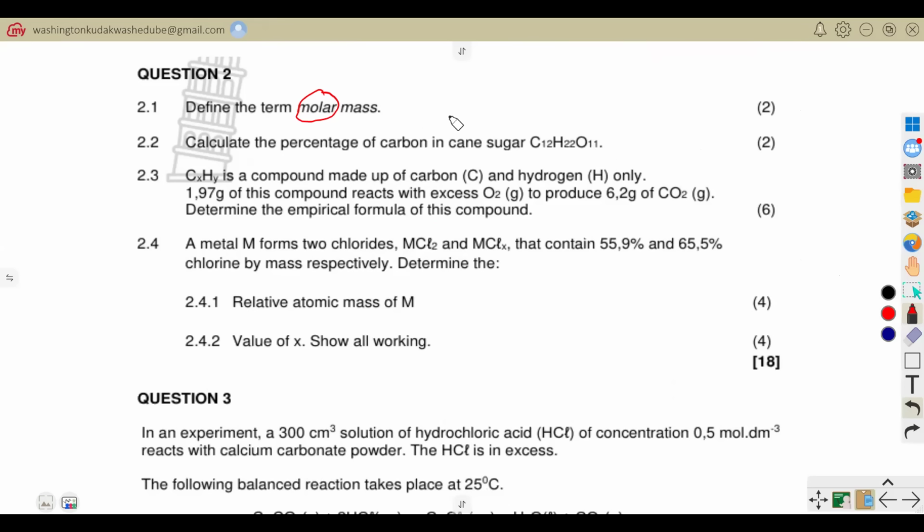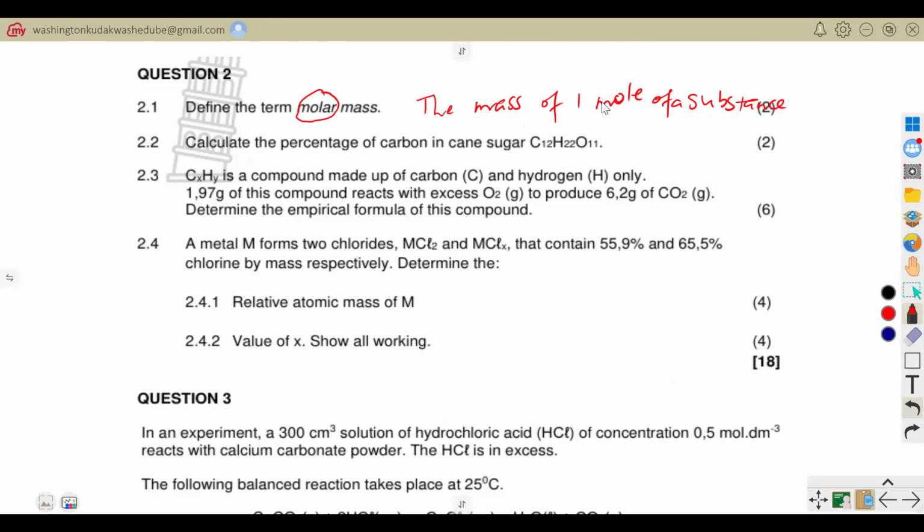Of a unit mole. So you'd come and say that the mass of 1 mole of what? Of substance. So the mass of 1 mole of a substance is what we refer to as molar mass. This is mass per unit mole.